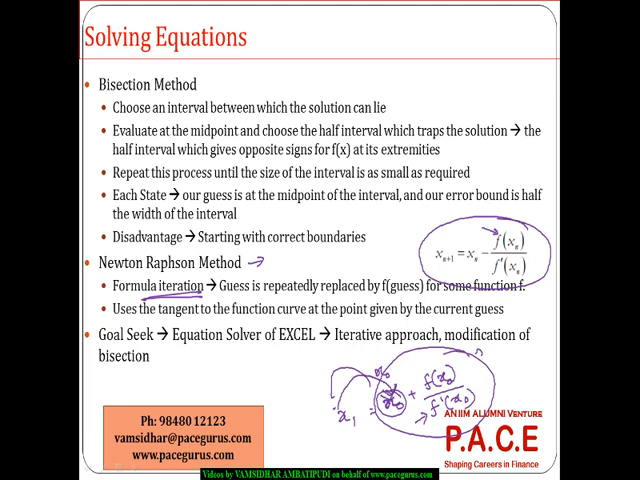Now in the second stage, I'll take x1 plus f of x1 divided by f dash of x1. So it keeps happening in this way. Whatever guess I started with is repeatedly replaced by the f of guess, whatever value we have got for some function. It keeps repeating, and at some point it converges, which is what will form the solution for us.